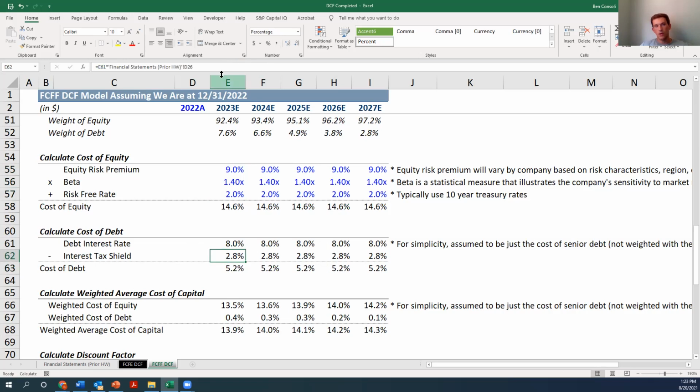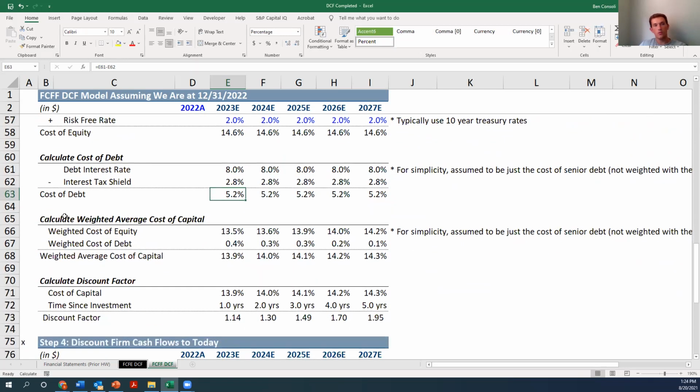In this instance, I wanted to show you guys exactly what the interest tax shield is. So what you do is you just multiply 8% by the tax rate, and you'll see that that is the tax shield. And in this case, it's 2.8% because the tax rate is 35%, and 35% of 8 is 2.8. And so you'll get to the cost of debt after taking into consideration the interest tax shield of 5.2%.